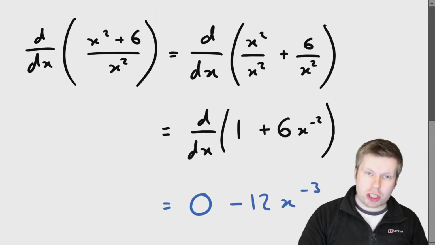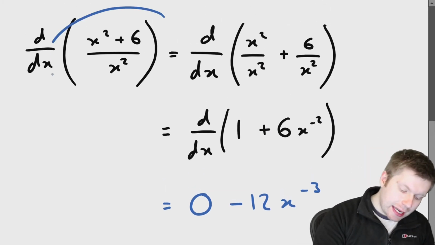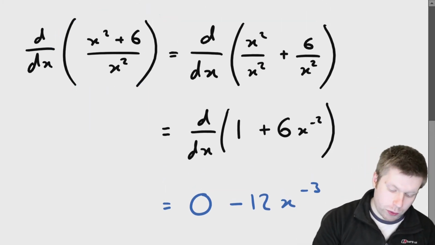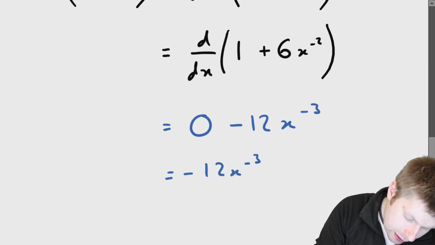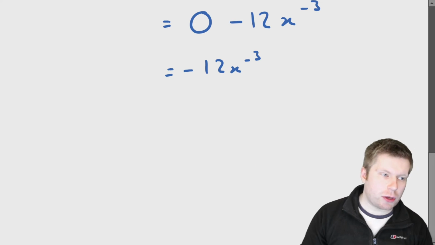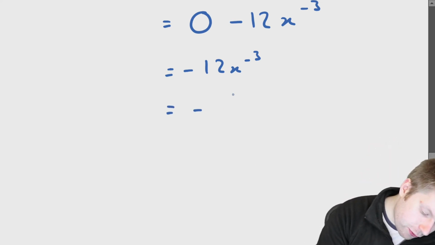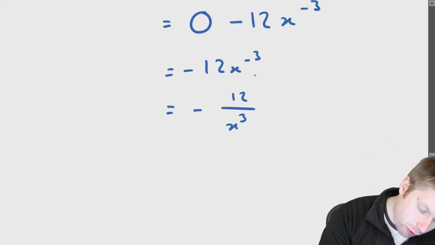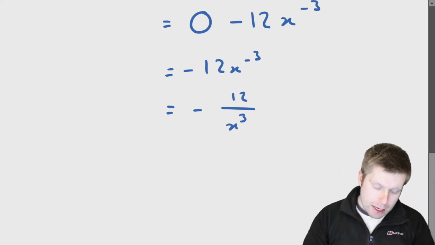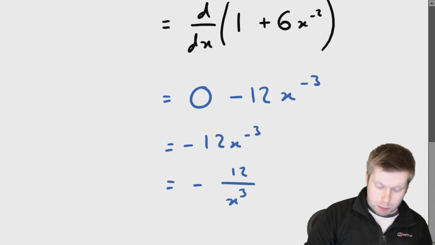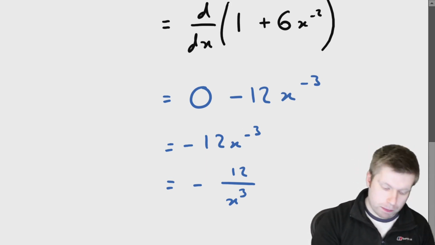Now, all I'm going to do is just look at how I got given it in. I didn't get given any negative powers at all, okay? So what I'm going to do is, instead of writing it as negative 12x to the power of negative 3, I'm going to write it as a fraction. So this should become negative 12 over x cubed. Remember that negative power just becomes a fraction, okay? Now, finally, so that's my final derivative. That's my derivative function. It's my gradient function.